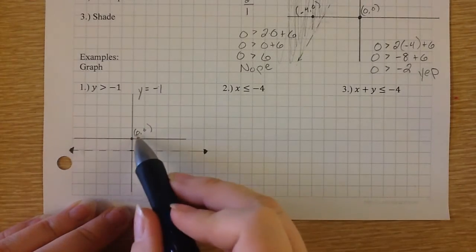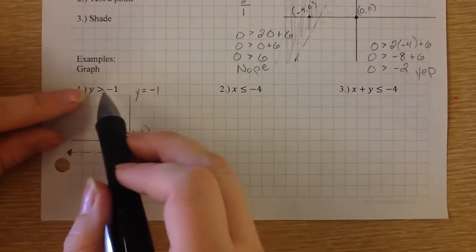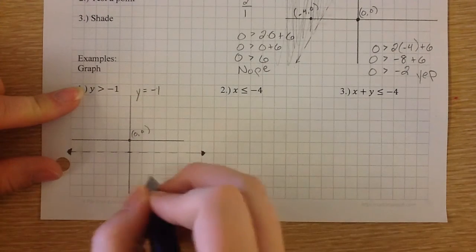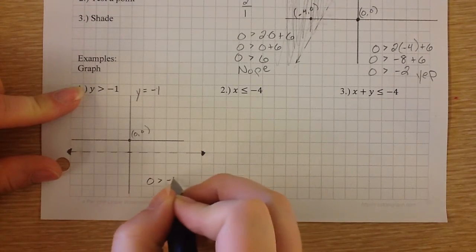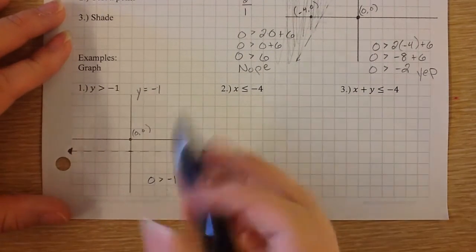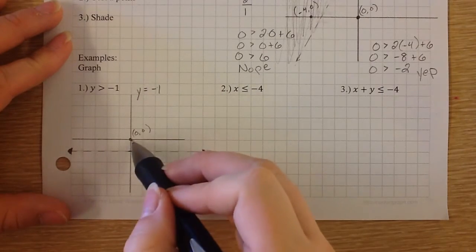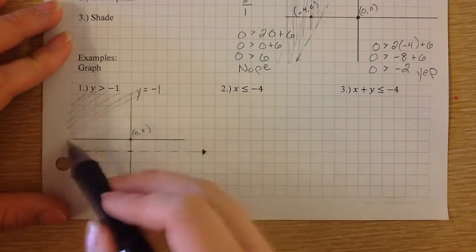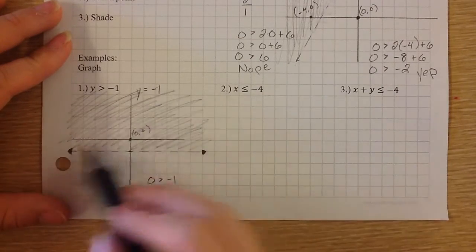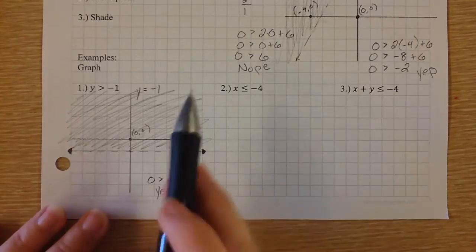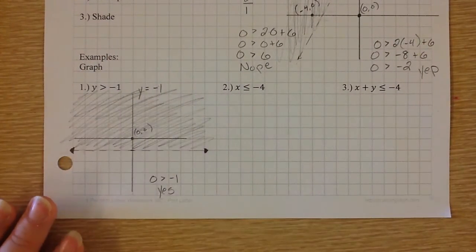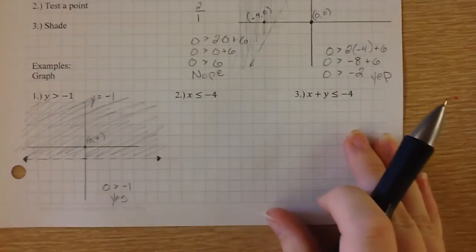So we want to replace our x's and our y's. Well, there's no x's, so I don't have to worry about that. Replace my y with 0. So 0, is that greater than negative 1? 0 is greater than negative 1, so yep, it worked. So that tells me I'm going to shade on the side with that, all the way down to my line, and lightly shade. Don't shade too solid in case you shade wrong and need to come in and erase it. Okay, so any point up here will work in this inequality. All right, let's do the next one.